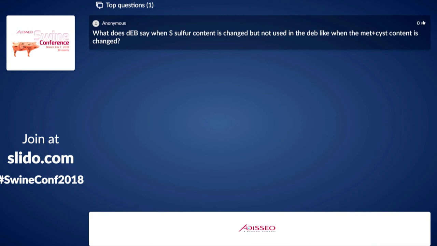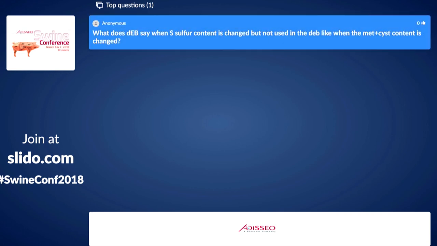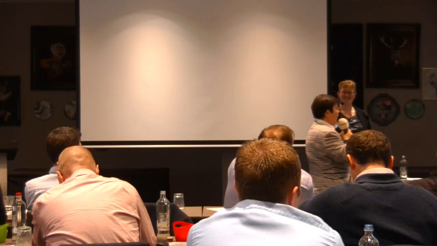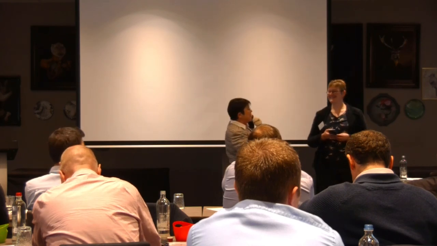The last question is: what does the DB say when sulfur content is changed but not used in the DB, like when the methionine and cysteine content is changed? I think we have to calculate the DB with the extra load of methionine that was supplied to the animal at the end of the fattening period. It will probably have some consequences, but if we go far from the regular levels we use, we have to consider it. Then we switch to the dietary cationic difference, and we can see that the range of values is completely different. So we have to define what the criteria is, but I think that if we increase the sulfur in the diet, we have to take it into account.